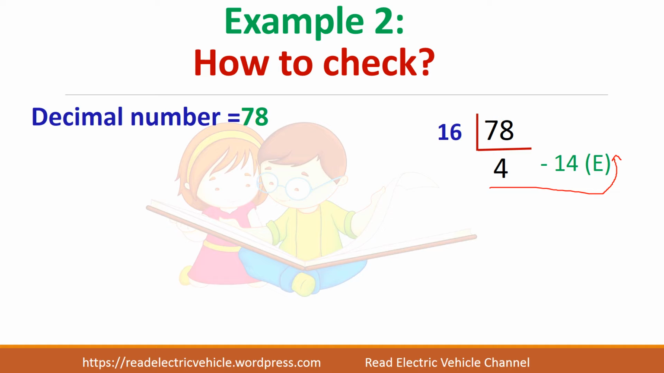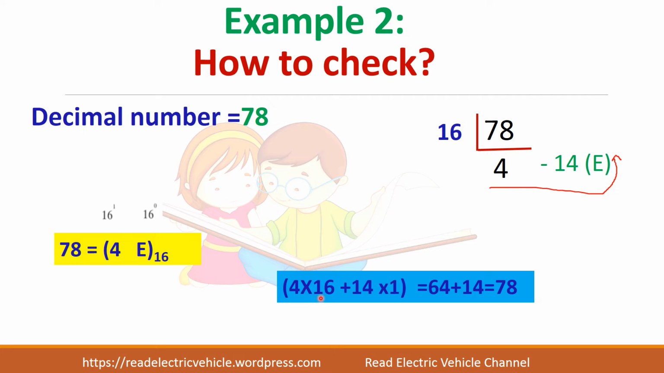Let us see how to check whether this answer is correct or not. We got 78 is equal to 4E. For E, in this position, what is the weightage? 16 power 0. For this position, the weightage is 16 power 1. So 4 into 16 plus E into 1. E value is again 14. So you will get 64 plus 14, that is equal to 78. So the answer is correct.